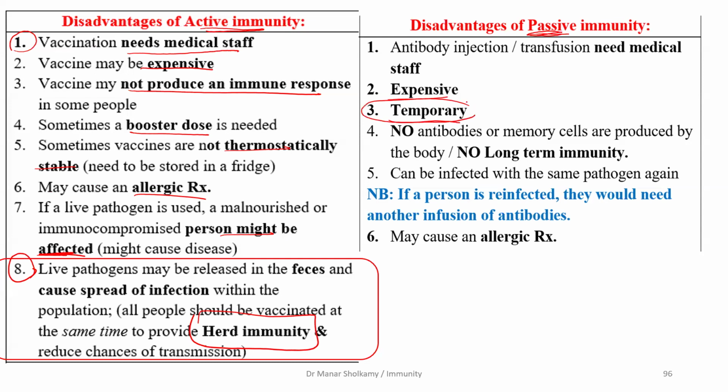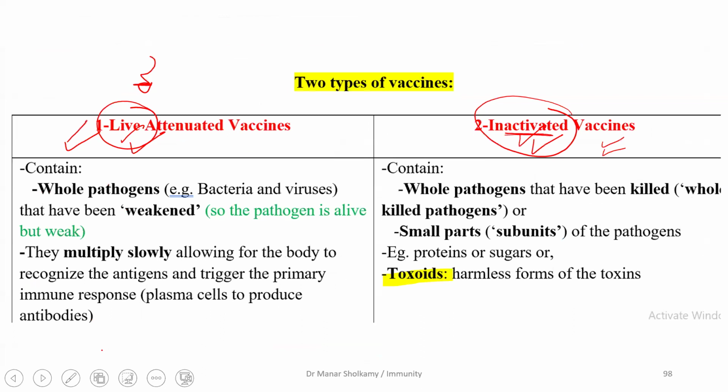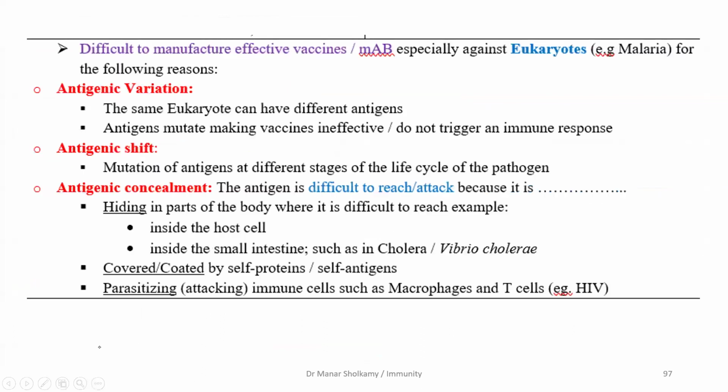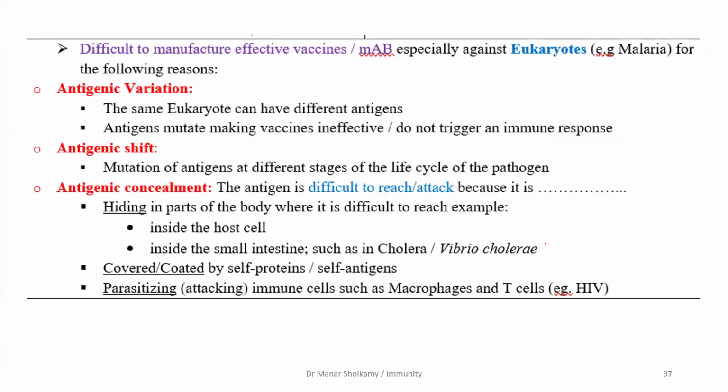Expensive, temporary. This is the most important disadvantage: if you're bitten by a dog again, you will go again and take a passive immunity. You'll take an injection because monoclonal antibodies have a certain lifespan in your body and then they are broken down. If a person is reinfected, they would go and get another monoclonal antibody again, and any one of them can cause an allergic reaction.